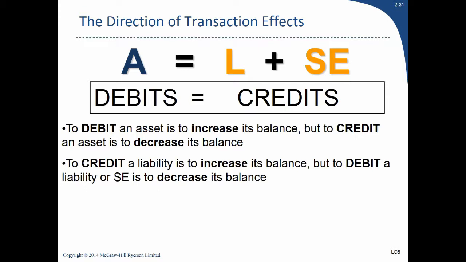Okay, so this is how I'm going to talk for the rest of the term: debits and credits. In the transaction where ePhone takes on $10,000 of bank debt, rather than saying cash increases by $10,000 and liabilities increase by $10,000, I'm going to say debit cash $10,000, credit bank debt $10,000.